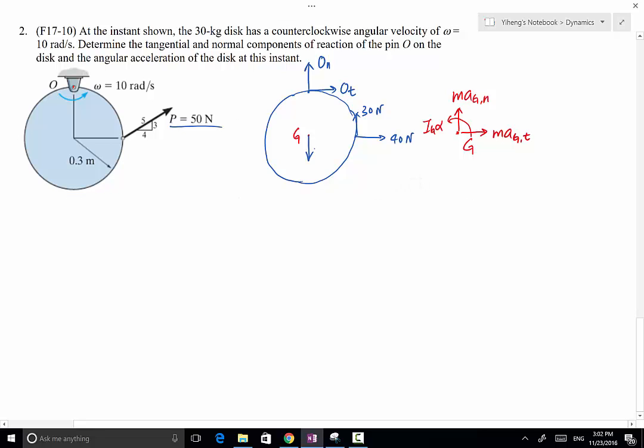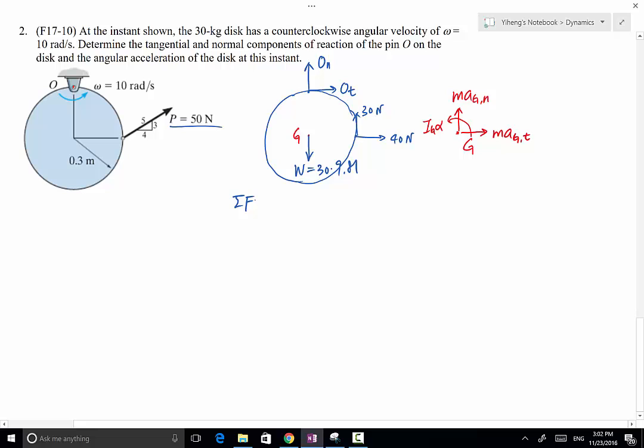So unless the problem says that the motion is in horizontal plane, or if we are told that we can neglect the weight, otherwise we should include the weight. So weight is 30 kilogram times 9.81. So at this point, we have completed the free body diagram and the kinetic diagram, and we're ready to write our three equations of motion.